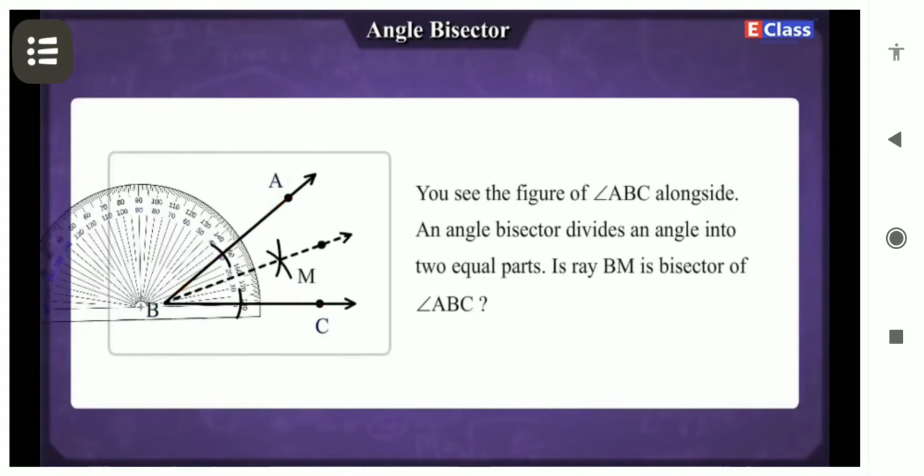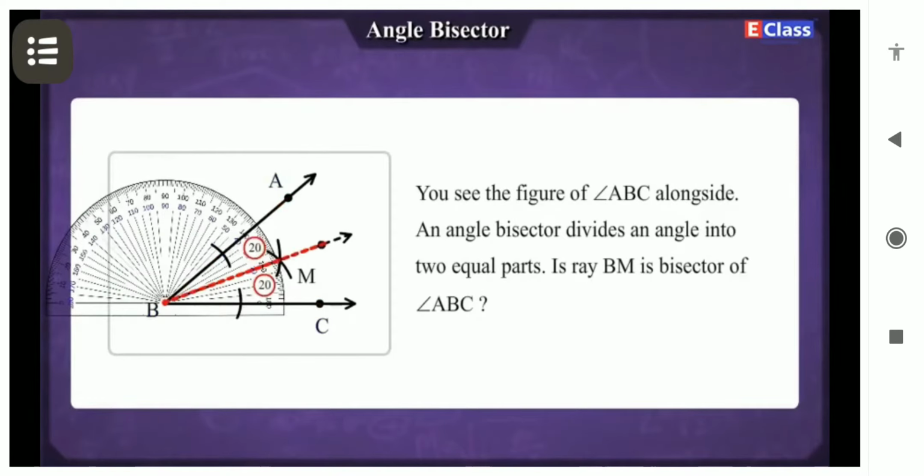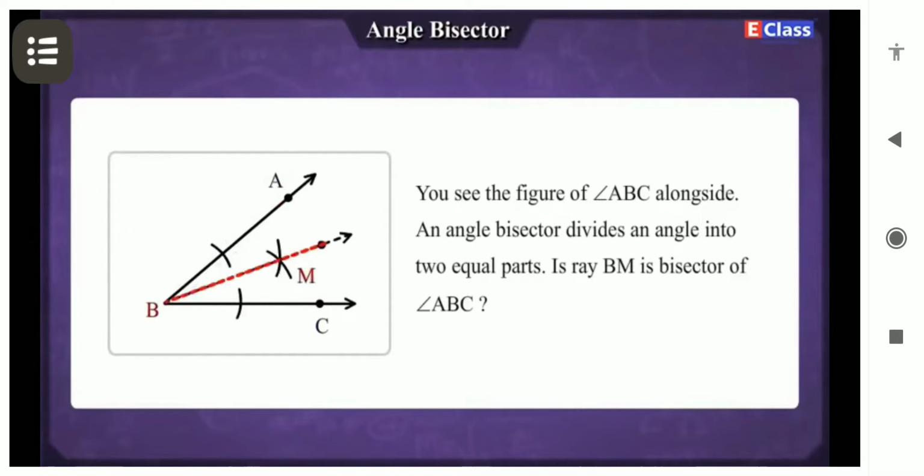An angle bisector divides an angle into two equal parts. Is ray BM a bisector of angle ABC?